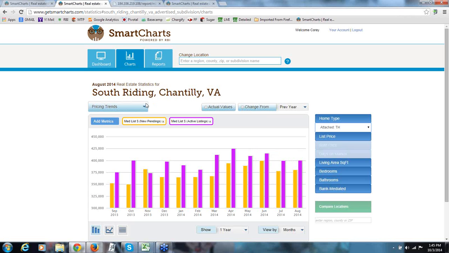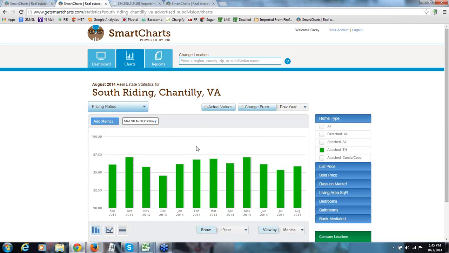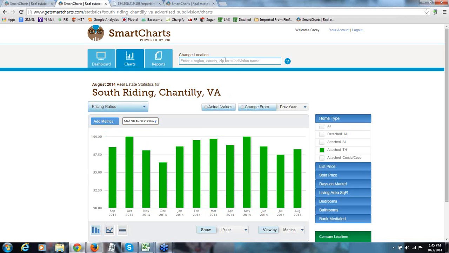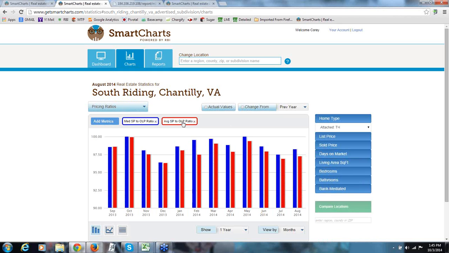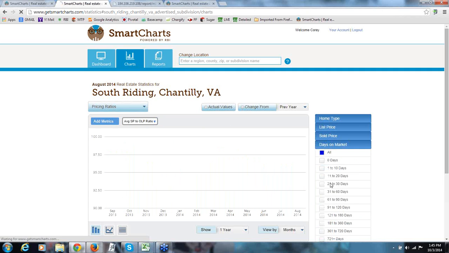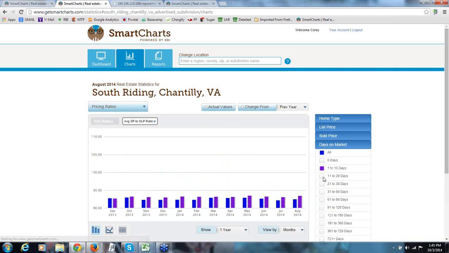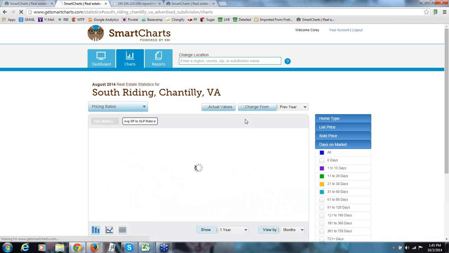But back to your question, the market activity chart is all within the Charts tab. That's really the meat of SmartCharts, this application that we've built to give you access to all these different metrics all in one place. If I have something turned on, like median sold price to original list price, and let's say that I also turn on average sold price to original list price, or just while we're here, let's say that I have average sold price to OLP based off of how long it takes homes to sell.